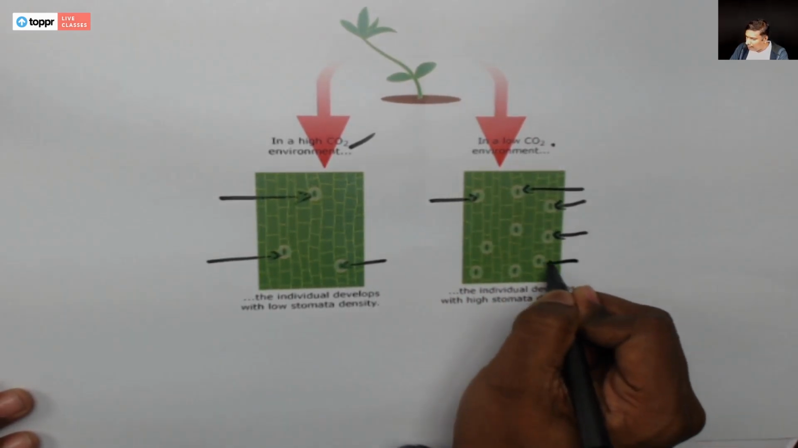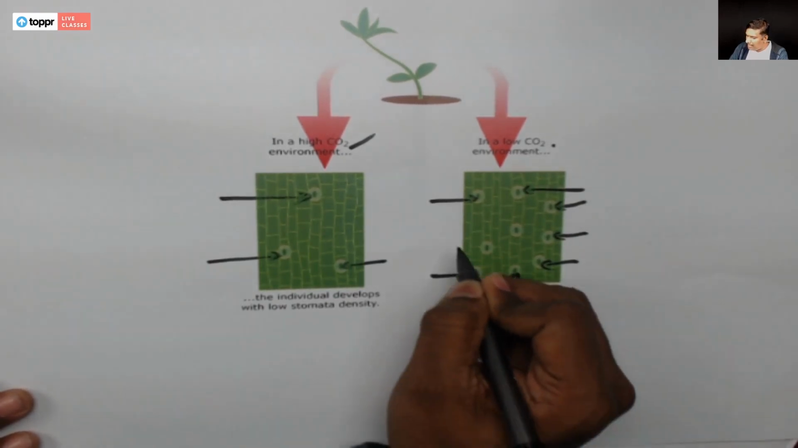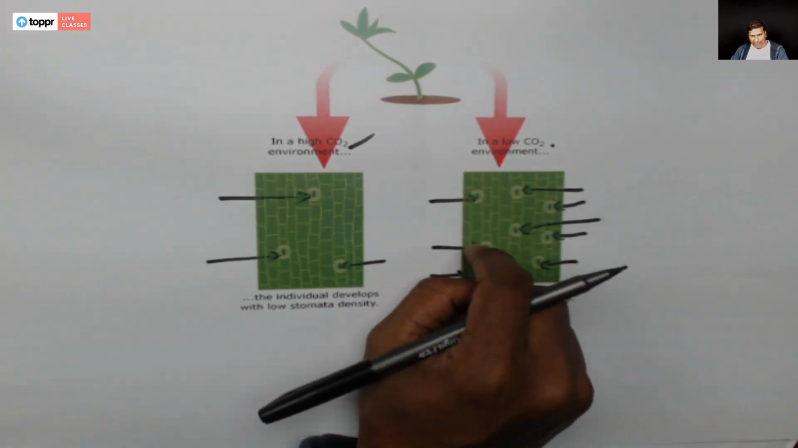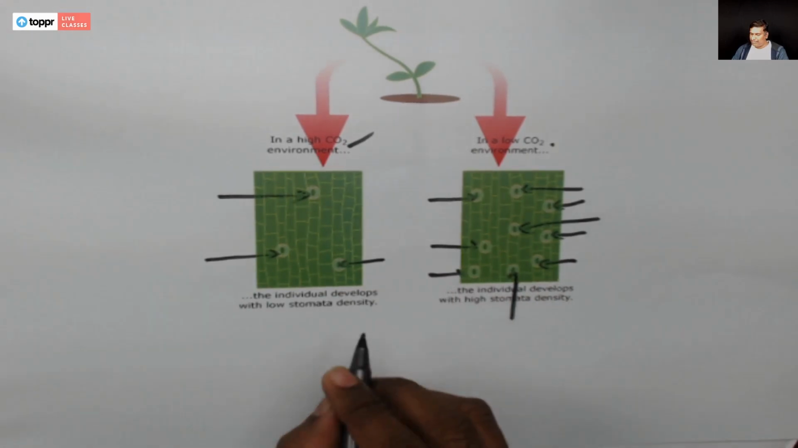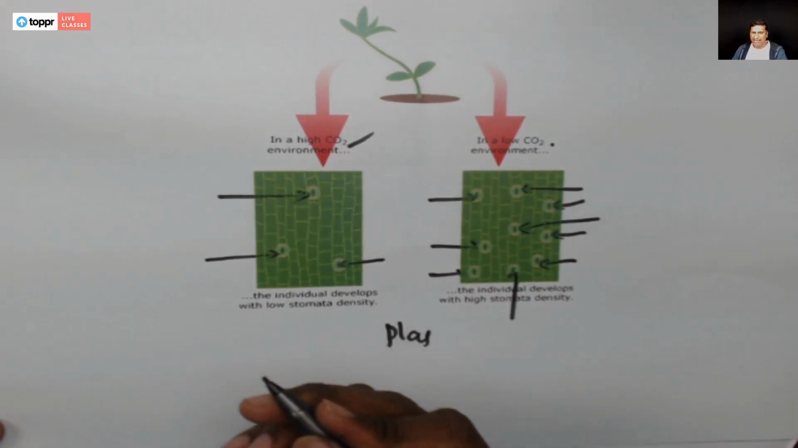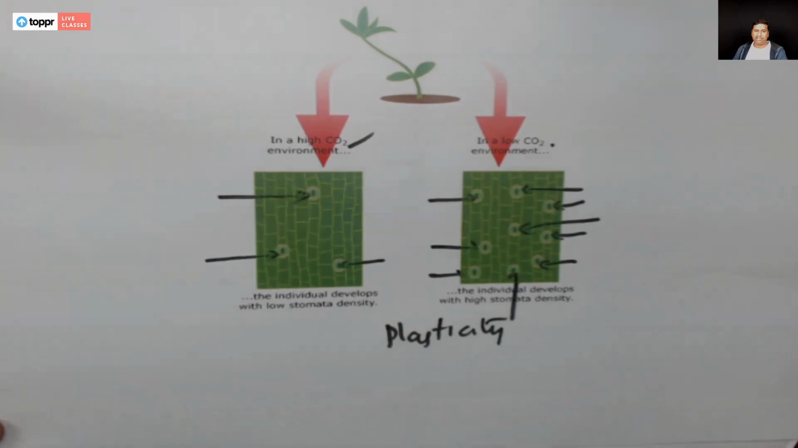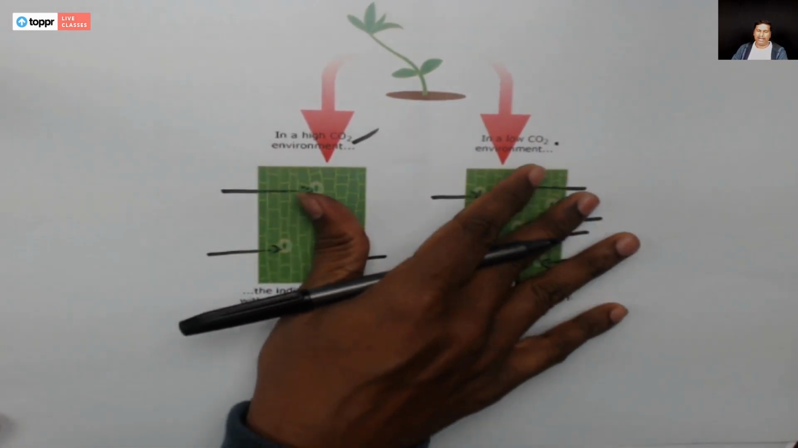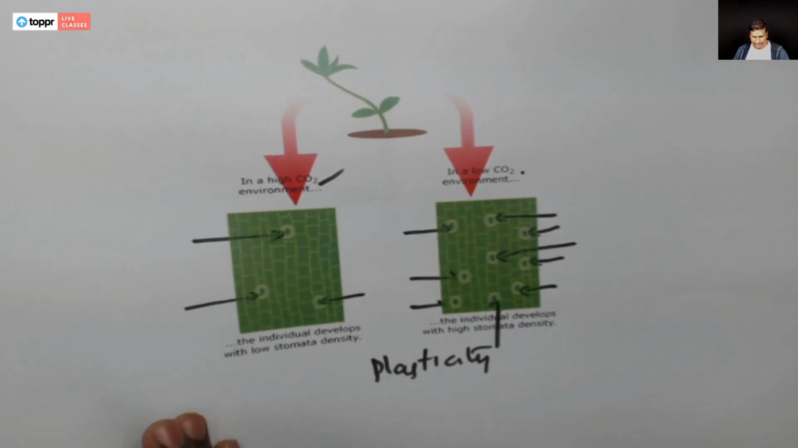You can see here, it's actually the same plant making more stomata. So it is basically increasing the stomata density in order to accommodate the environmental conditions, increasing the number of stomata. So this is plasticity. Bend yourself according to the conditions provided to you. It can actually change according to the conditions being provided to it.